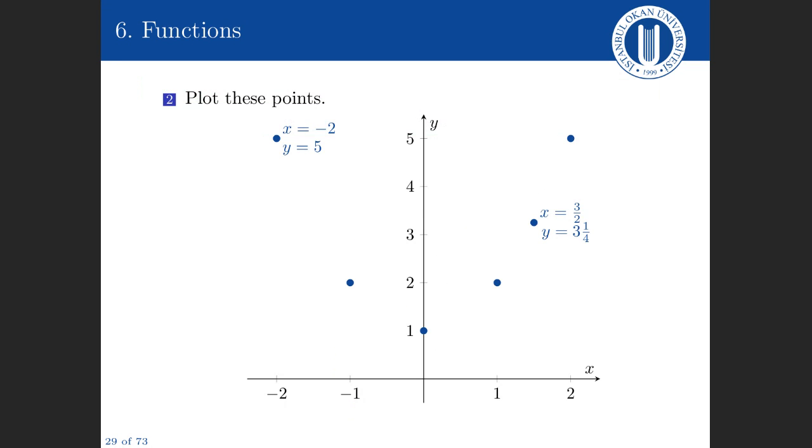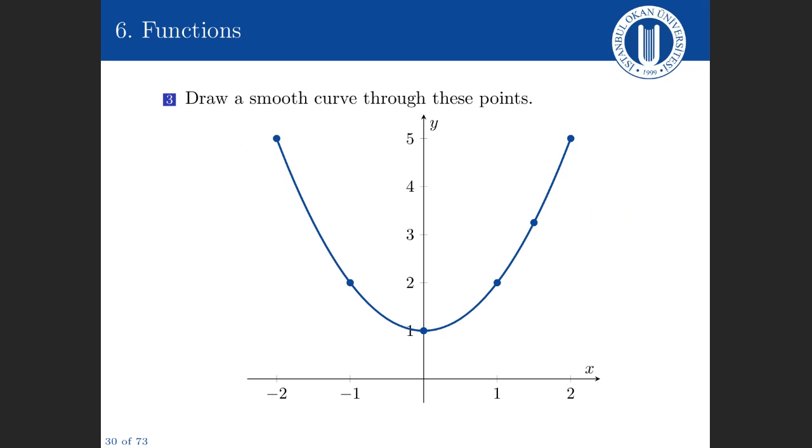Step 2, plot these points on a graph. For example, the point where x is minus 2 and y is equal to 5, or the point where x is 3 over 2, y is 3 and a quarter. And then draw a smooth curve through these points. This is the graph of 1 plus x squared between minus 2 and 2.